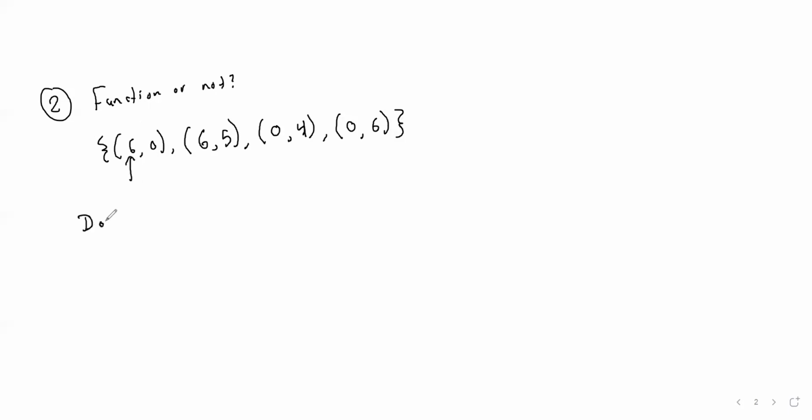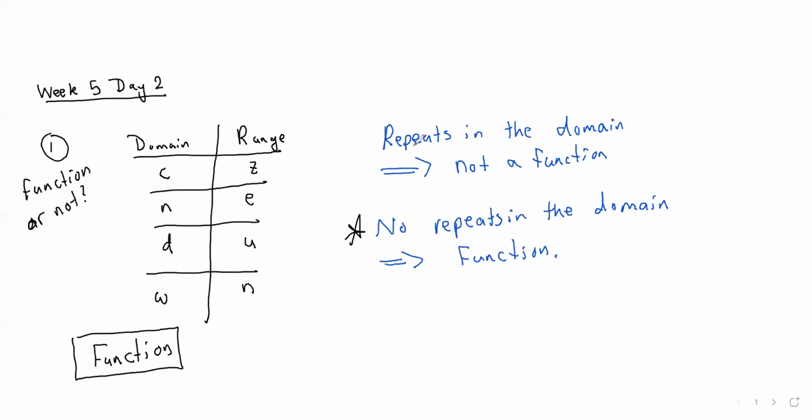So I guess you can say the domain equals the left coordinate points. So in that case, you have a 6, a 6, a 0, and a 0. And if we want to determine if this relation is a function, we need to know if there are any repeats in the domain. So if there are repeats, it's not a function. If there are no repeats, it's a function.